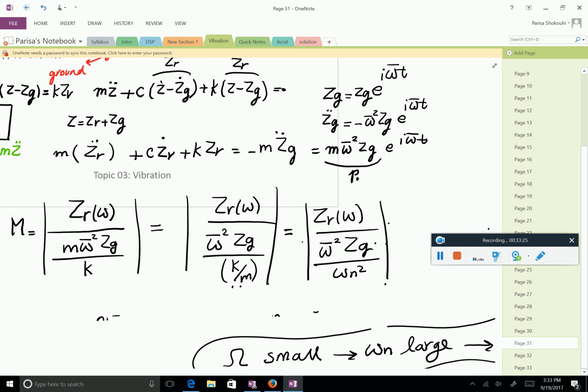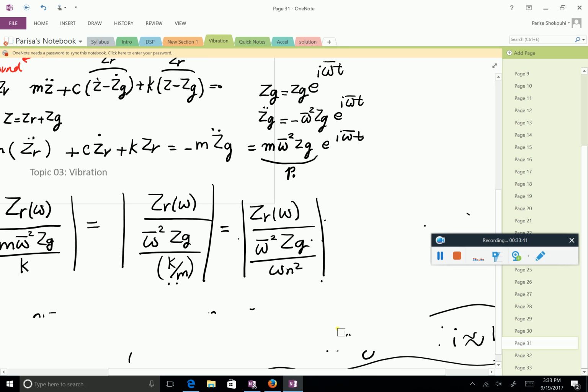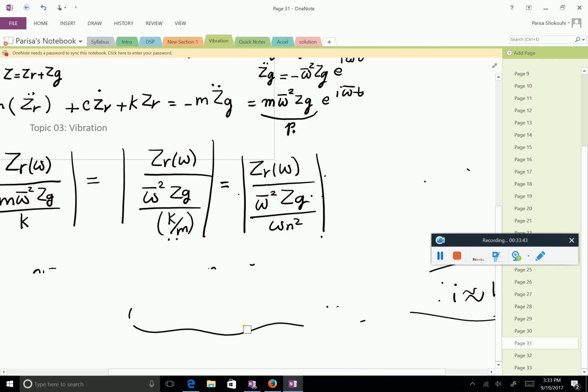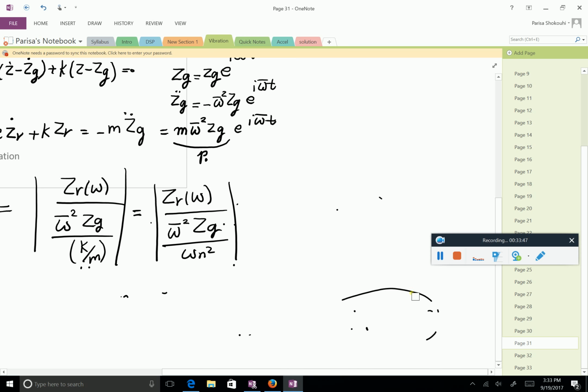And then all I did here is I bring m here, and k over m is omega n squared. This is something you have to know for the rest of your life, that k over m is omega n squared. And now we are in a situation where we can actually discuss the accelerometer. Sorry about this, but I think this was a pragmatic decision in terms of what to do here.